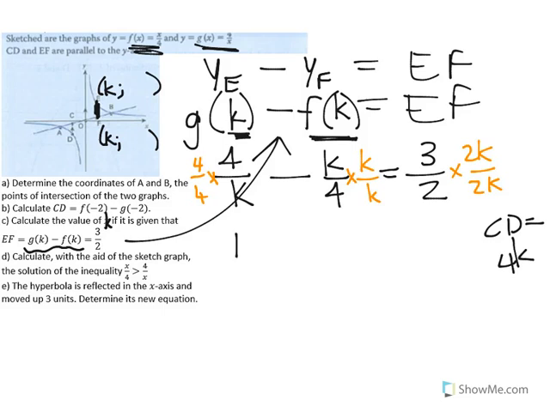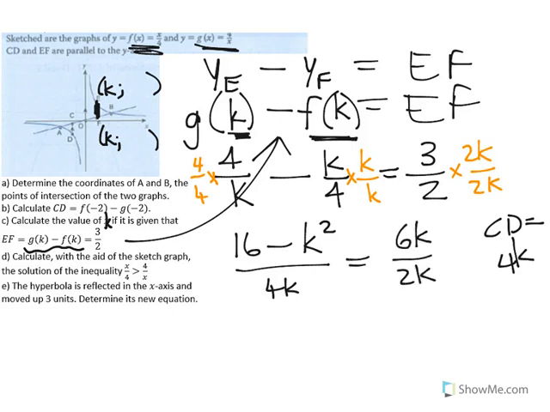So we're going to have (16 minus k squared) over 4k is equal to 6k over 4k. Right, and so since the denominators are the same now, we can just look at the numerators. So 16 minus k squared is equal to 6k. This is a quadratic, so get one side to be 0.